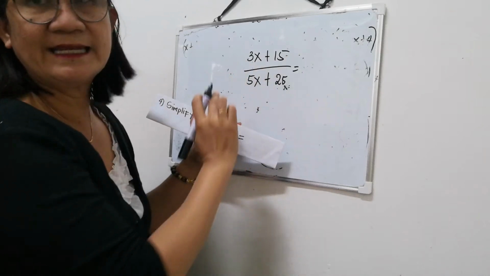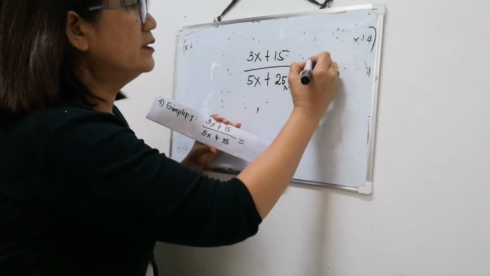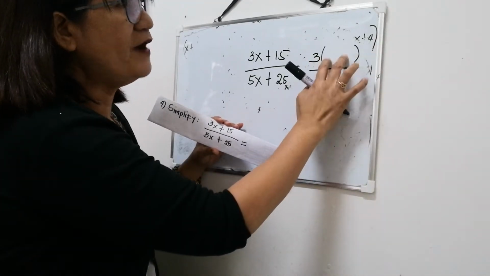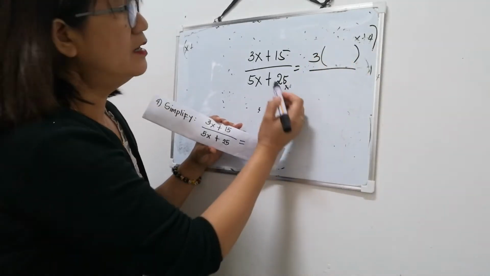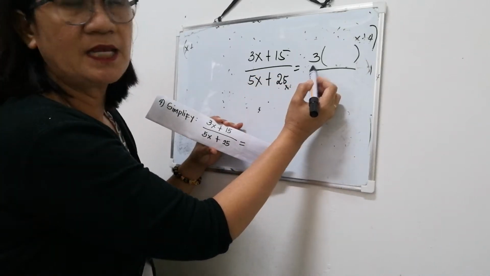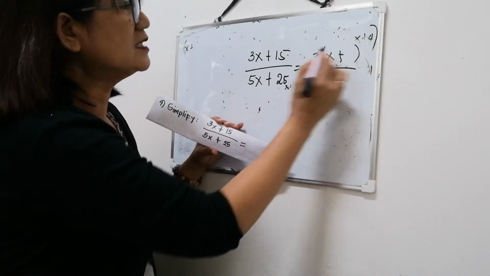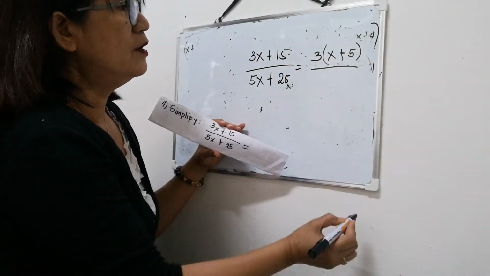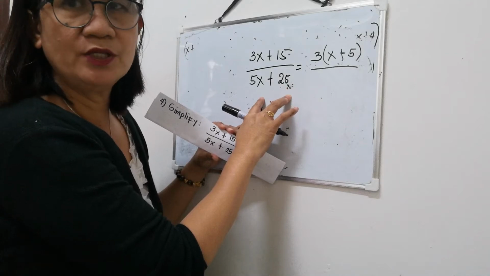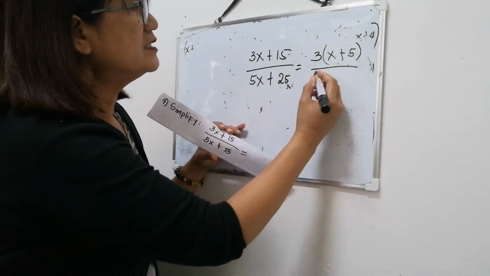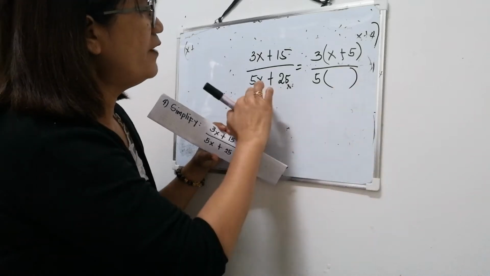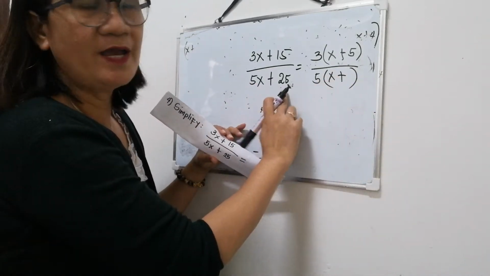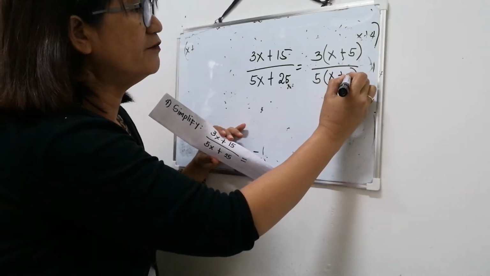Ano yung common sa 5 at saka 15? The answer is 5. How to get the factors inside the parentheses? You divide 5x divided by 5, the answer is x. Plus, kasi plus ito. 15 divided by 5 equals 3. Okay, in our denominator, kunin natin ulit yung common factor nila. That is equal to 5. Then 5x divided by 5 is x. Plus, 25 divided by 5 is equal to 5.